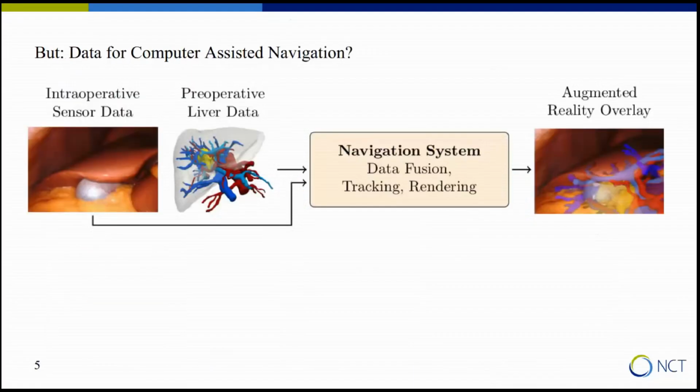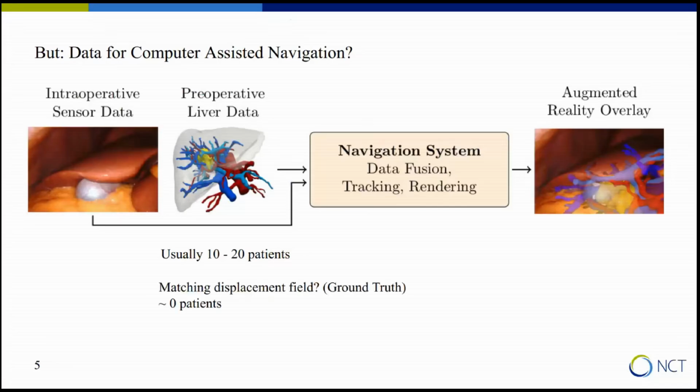But all of this is very different in my field. In my field, in computer-assisted navigation, we have a lot less data than what the other group has. So usually what we need for navigation is intraoperative sensor data on the left, and then preoperative data, which we try to fuse for the navigation system. So we need matching data for a certain patient in order to do that. And usually we have 10 to 20 patients. We might get a few more, but that's about it, where we have that matching data.